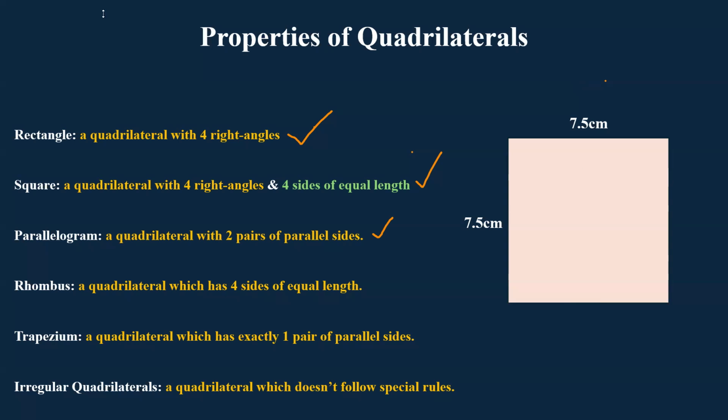It is a rhombus because it says a quadrilateral which has four sides of equal length. Because it looks like all of the sides are equal. 7.5, 7.5, 7.5, 7.5. So it is a rhombus. Perfect. It's a rhombus as well, because a rhombus only needs to have four sides of equal length. And like George says, it does have four sides of equal length. So it must be a rhombus.